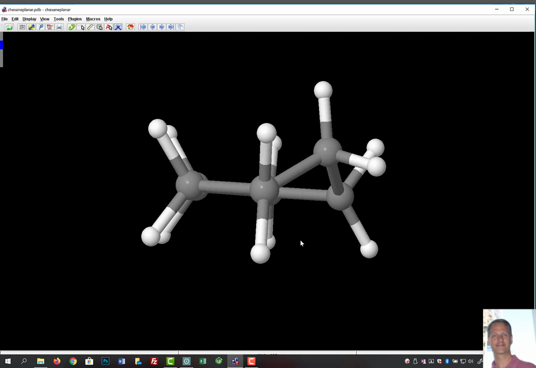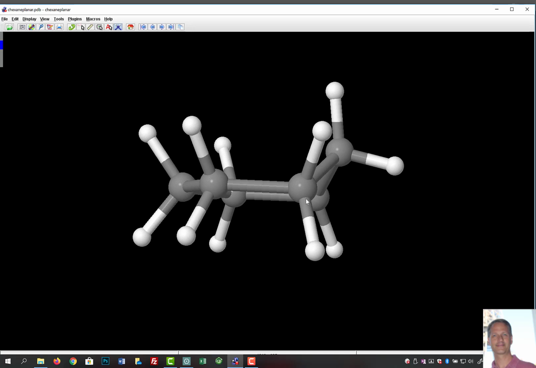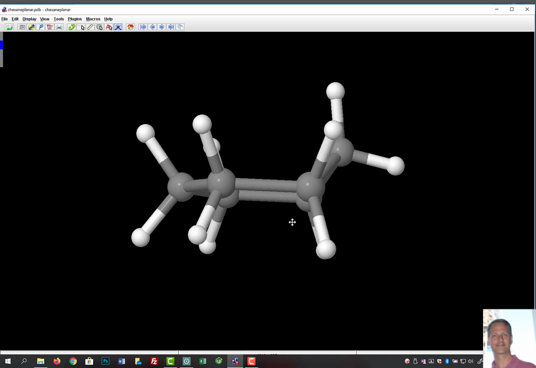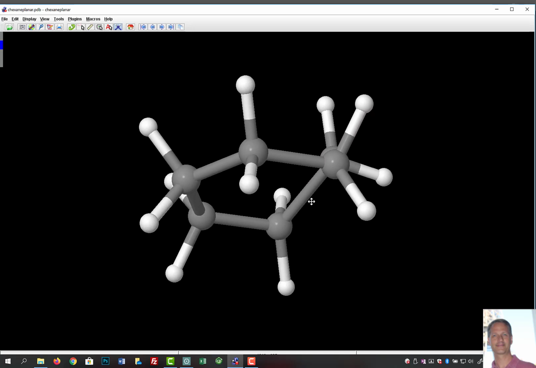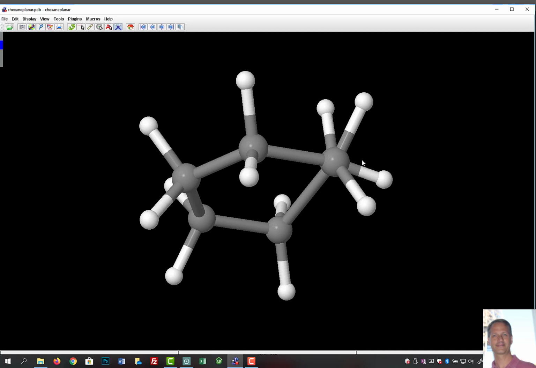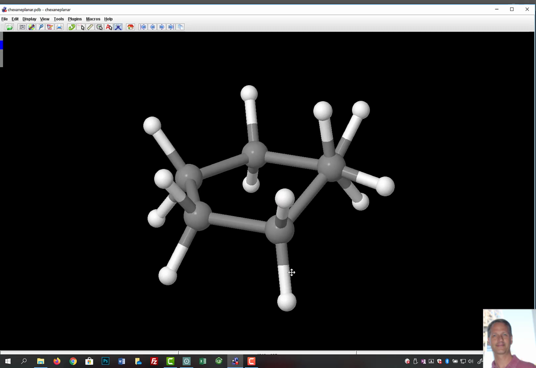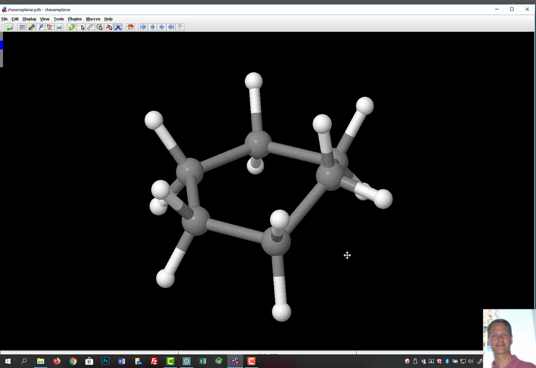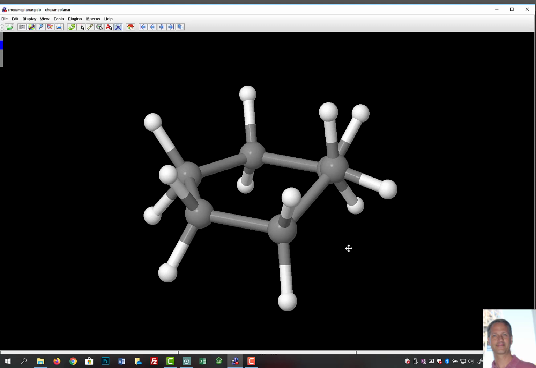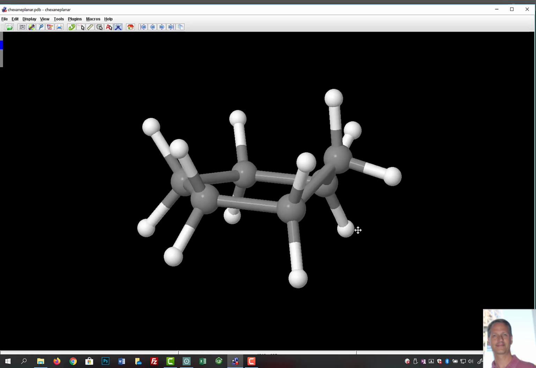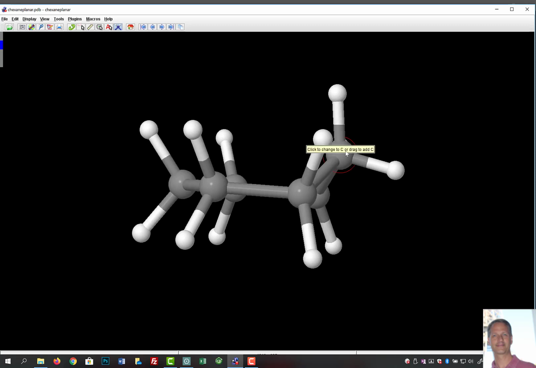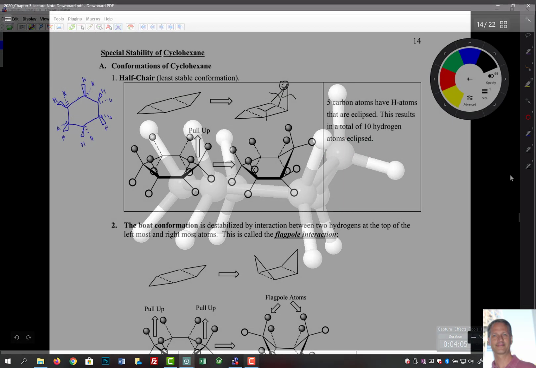What did that accomplish? Well, let's take a look. I want to look down this carbon-carbon bond right now. As we rotate around and look down, we can see that it looks pretty much staggered there. As we come around and look on this side, looking down that carbon-carbon bond, we're pretty much staggered there too. So by pulling that carbon up at the top, we've avoided having eclipsed H's, at least at one of the positions there.